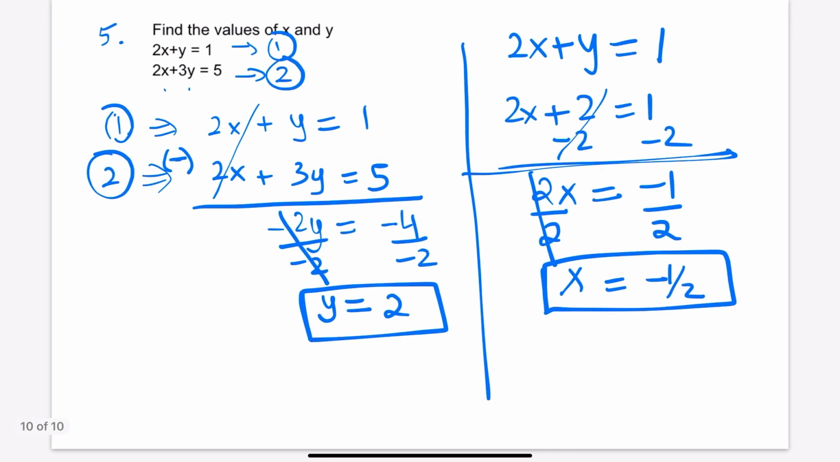If you have time, I strongly encourage that you go back and substitute the values of x and y into the other equation and see if they balance. If they balance, your answers for x and y are correct.